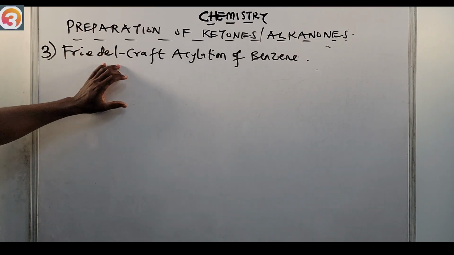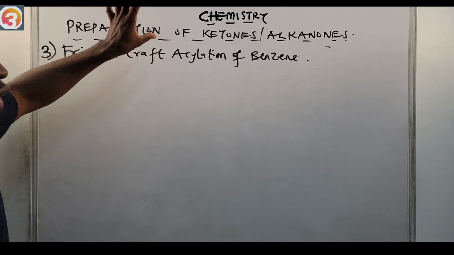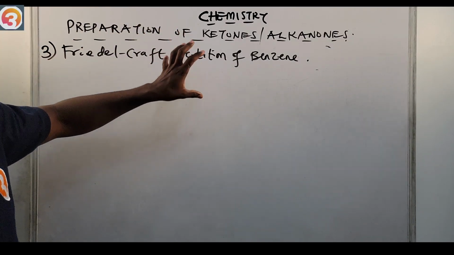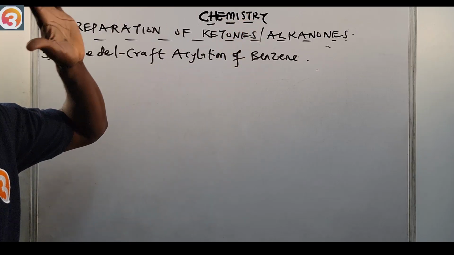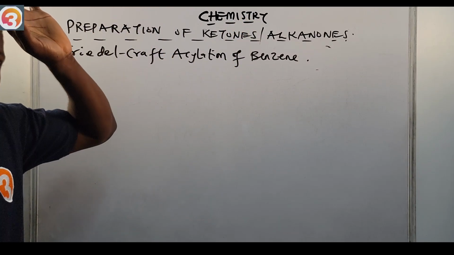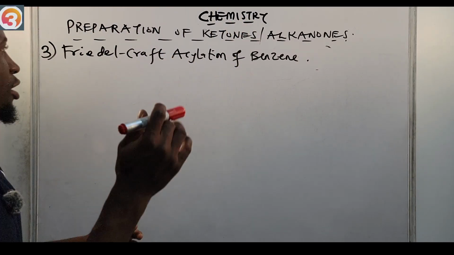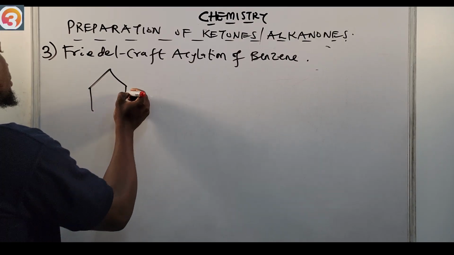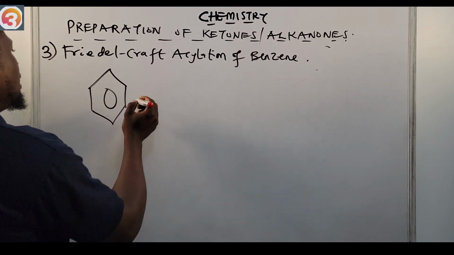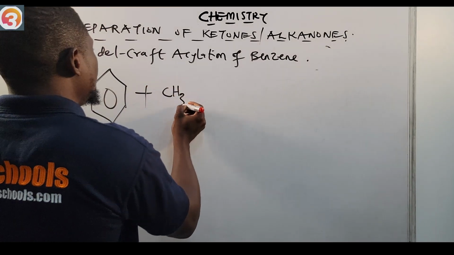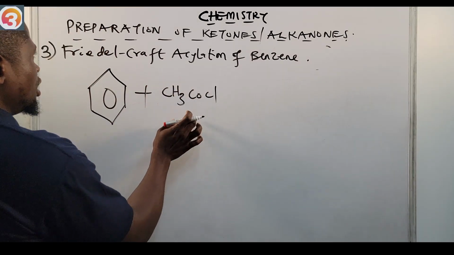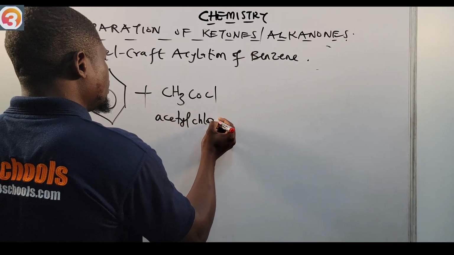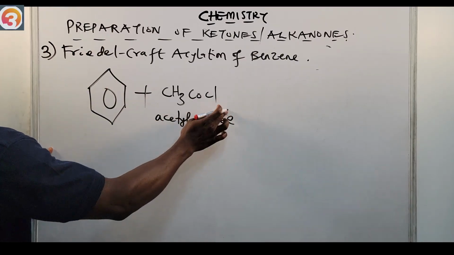So we react our benzene ring with an acyl chloride. Then what I'm going to have is our ketone, or our alkanone, as you may have it. So let us just see the reaction. If you have our benzene ring like this, then of course plus CH3COCl. This one is our acetyl chloride, and this one is our benzene.